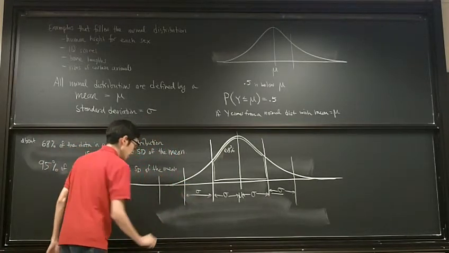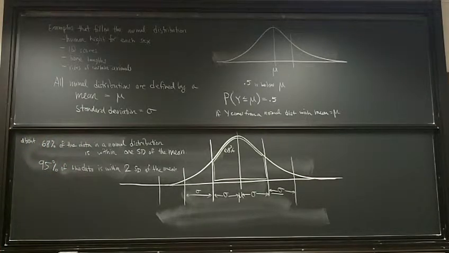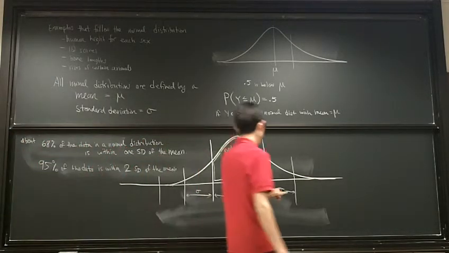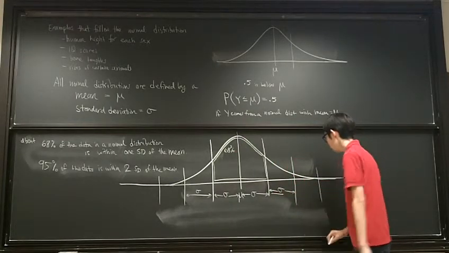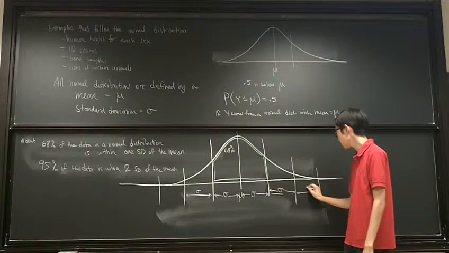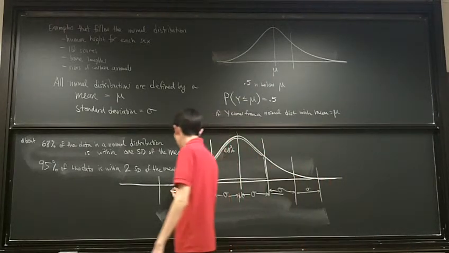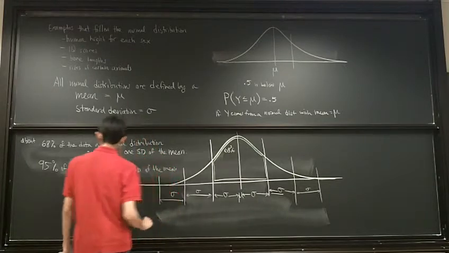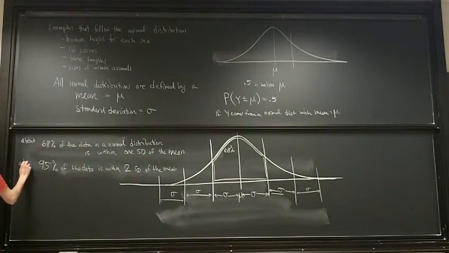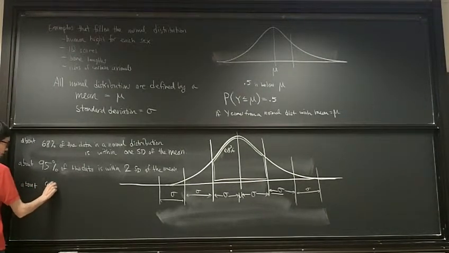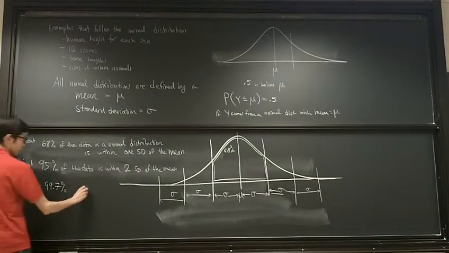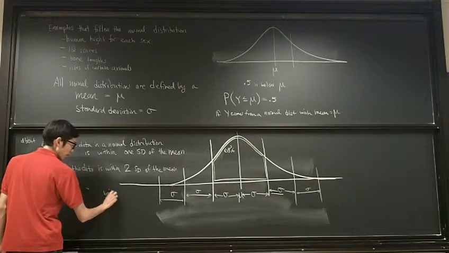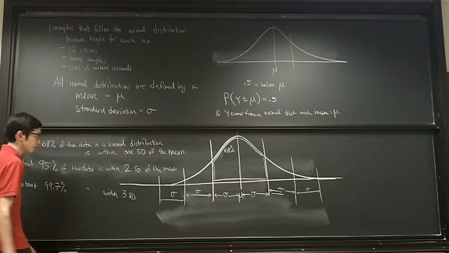Is that just a rule? Yeah, this is for all normal distributions. Okay. And if I go out one more, so a total of 3 standard deviations away from the mean, how much do you think is within 3 standard deviations? 99. Okay, almost 100%, not quite. About 99.7% is within 3 standard deviations of the mean.